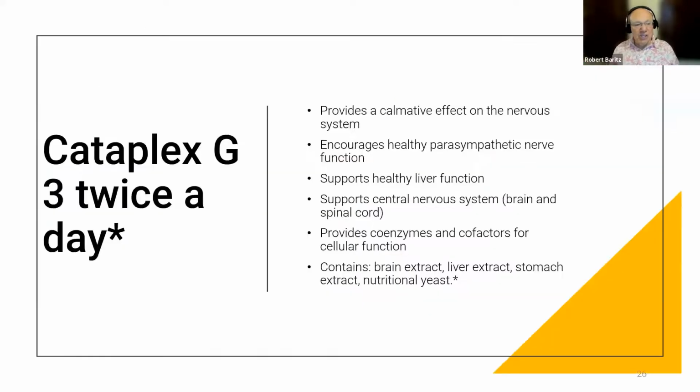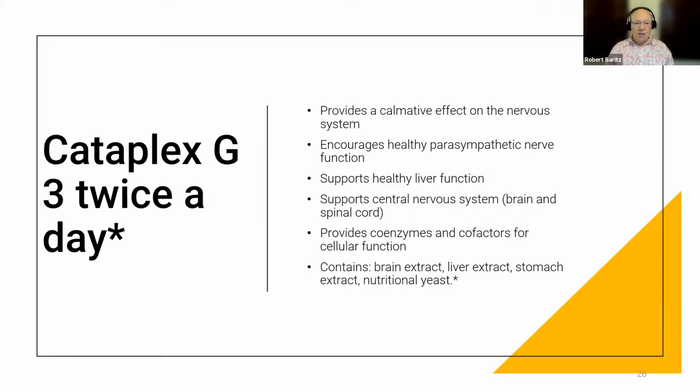Okay, Cataplex G, twice a day, provides a calmative effect on the nervous system, encourages healthy parasympathetic nervous system function. That means it turns off the sympathetic, the fight or flight. It supports healthy liver function, that means it helps reduce the fatty liver, supports central nervous system function, provides coenzymes and cofactors, and provides brain extract, liver extract, stomach extract, nutritional yeast. It basically acts to calm the body by opening the vessels of the blood, allowing nutrients to flow into the tissues.